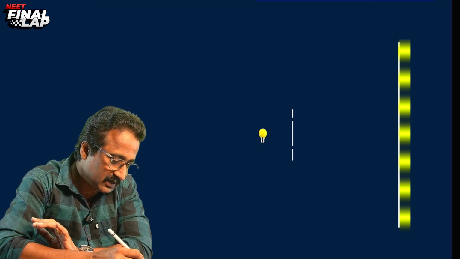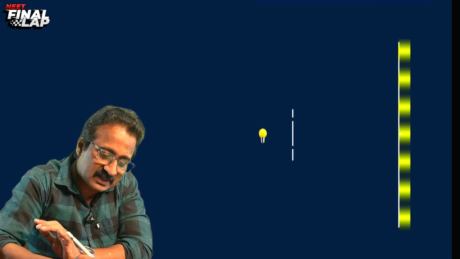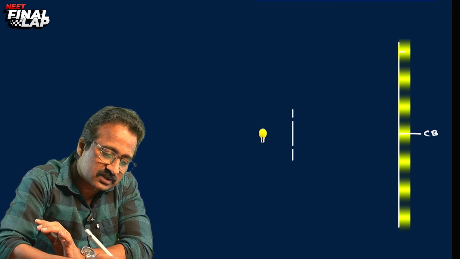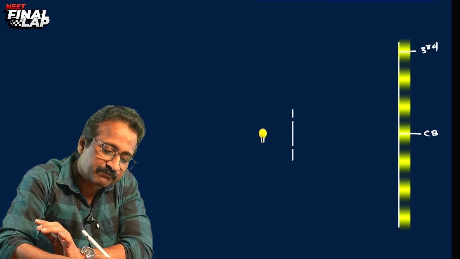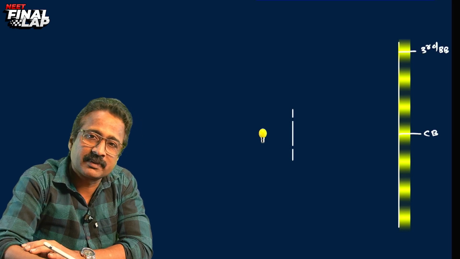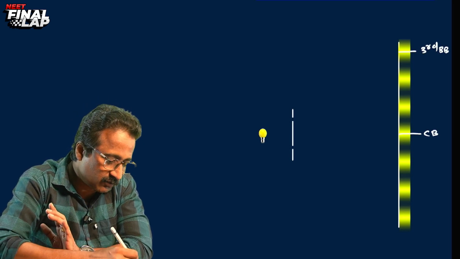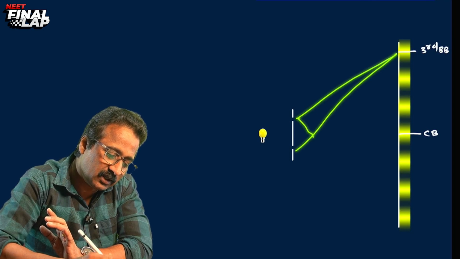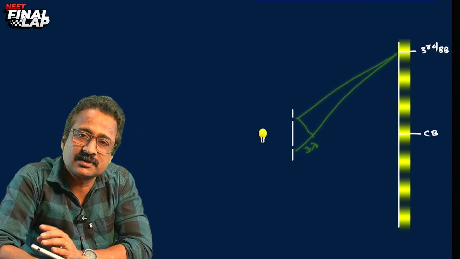Now for example, let me remind you of this. If this is the central band, this marked one is the central band, and as per my counting, this can be considered the third bright band. Now, why is that place the third bright band? Because the path difference of light waves reaching there from the slits is going to be exactly equal to 3 lambda. That is why it is the third bright band.